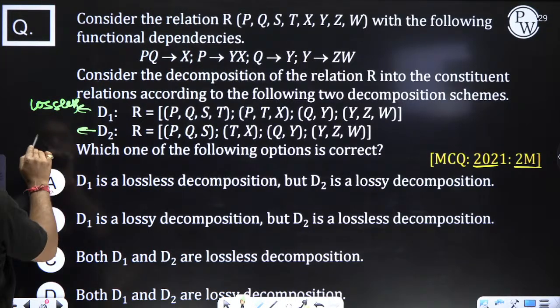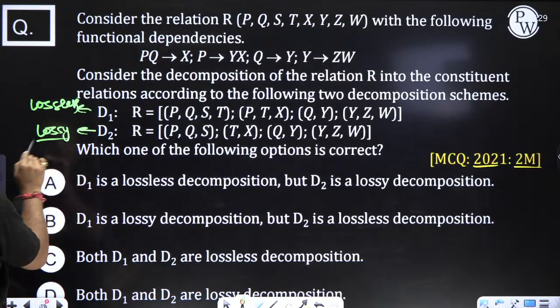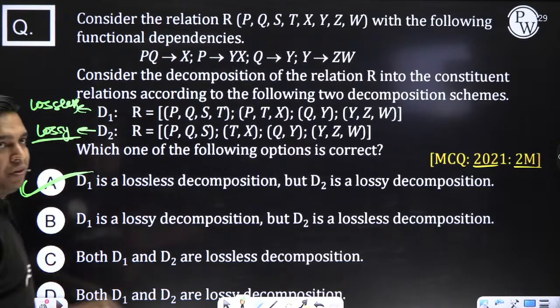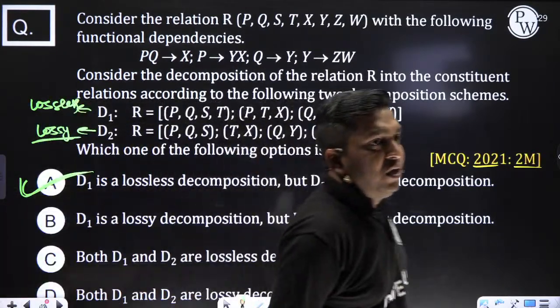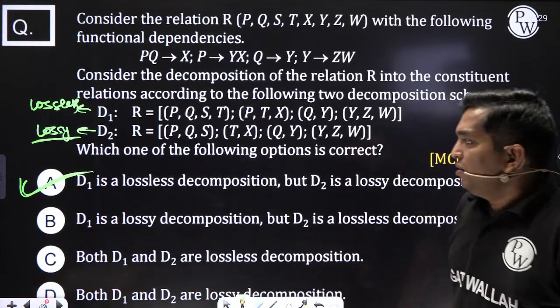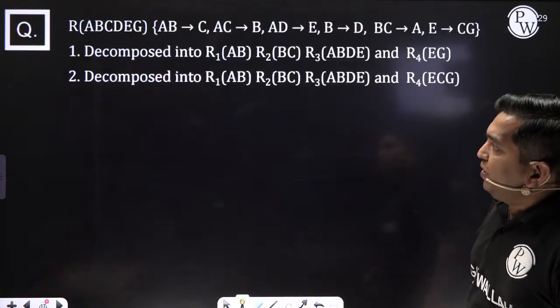And beta, D2 is lossy in this. Already you tell the answer. So this one is the correct answer. Okay. Now I am giving one homework question.